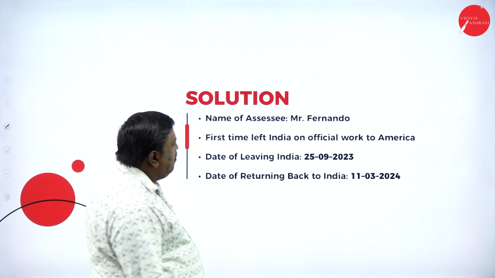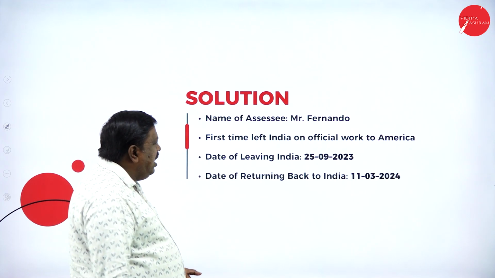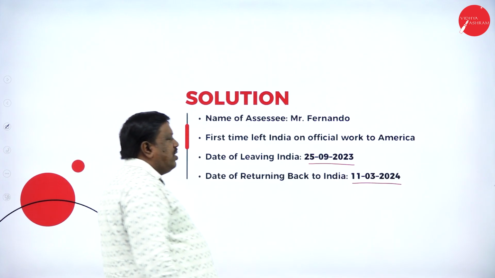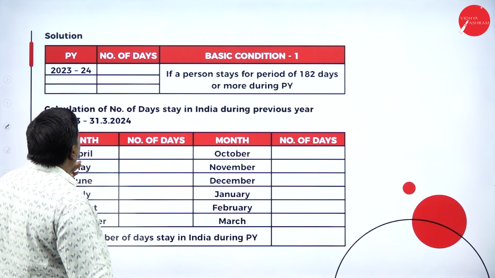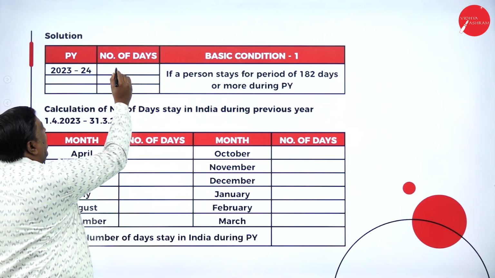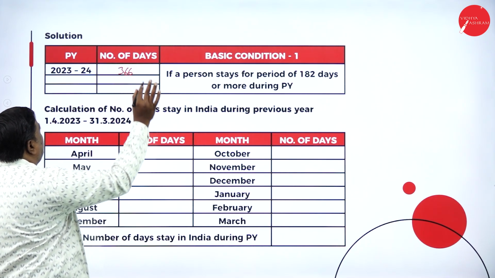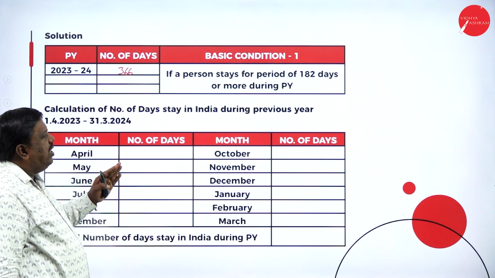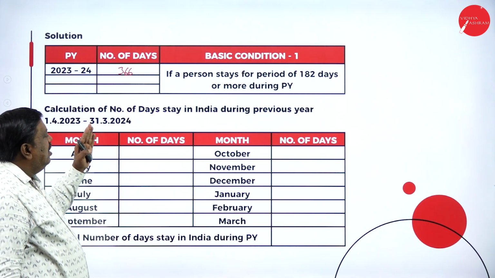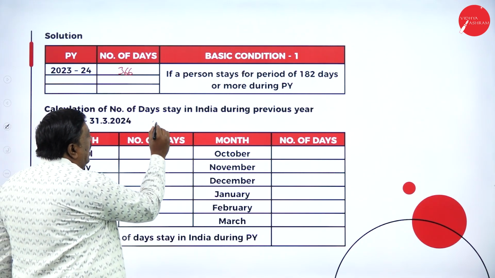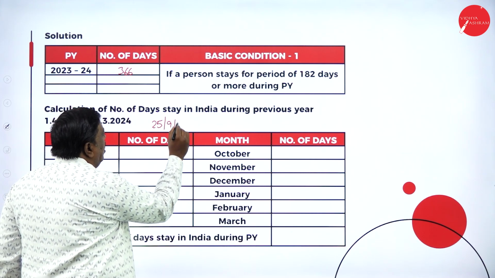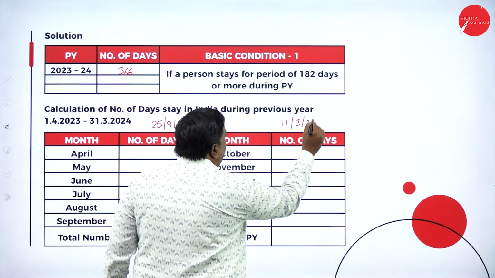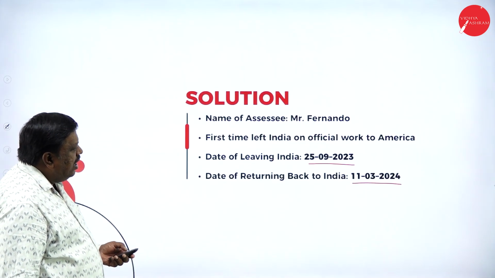Name of the city, Mr. Fernando. When I left India on 25th September and I returned back on 11th March. So during previous year 2023-24, we have totally 366 days here. In that, I have to stay in India for a period of 182 days or more during the previous year. So for that, I left India on 25th September 23, and I returned back on 11th March 24. So this is the date of returning back.